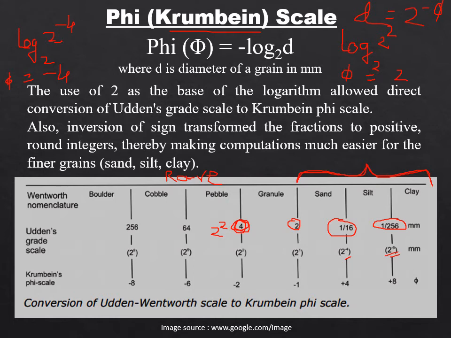So people did not need to convert the Udden-Wentworth grade scale into the phi scale. So nowadays, again, because of the availability of technology, Krumbein's phi scale is obsolete and people go back to the original Udden-Wentworth grade scale.